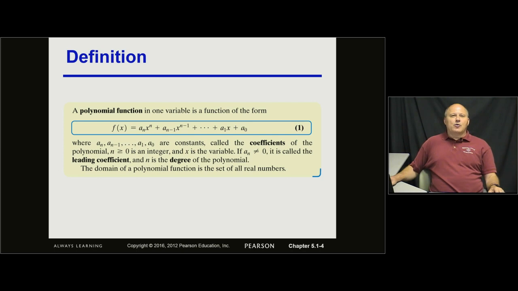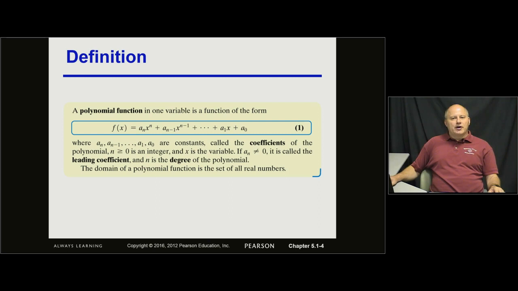Alrighty. So what is a polynomial function? A polynomial function in one variable is a function of the form f of x equals a sub n x to the n plus a sub n minus 1 x to the n minus 1 plus all the way out to a sub 1 x plus a sub 0. Now that looks very, very complicated. With all these little a subs, a sub n minus 1, all those are just the coefficients. What that basically means is those are just real numbers.